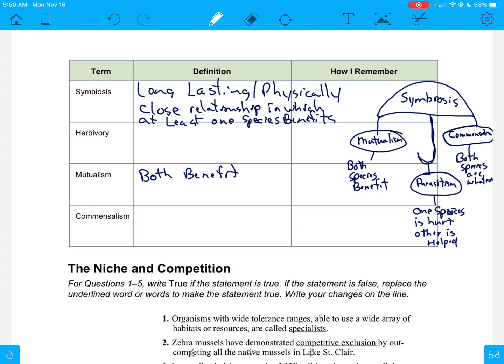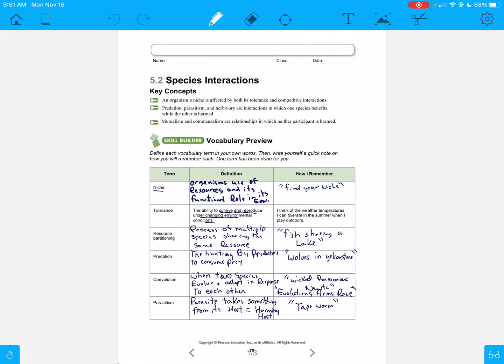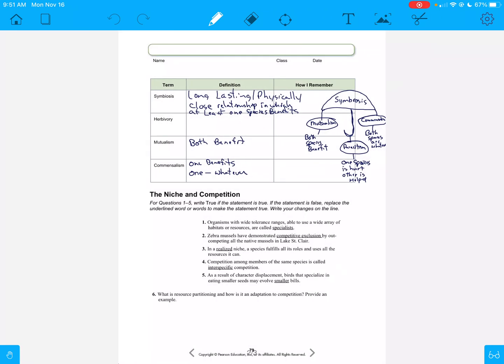So I'm going to read the book definition. It says commensalism describes a relationship in which one species benefits and the other is unaffected. So one benefits and one is whatever. Okay? So one is whatever. And then, of course, when we go back to the one that we were just doing in the back, in parasitism, back here, one benefits and the other one gets hurt. Okay, so that's something to look at.